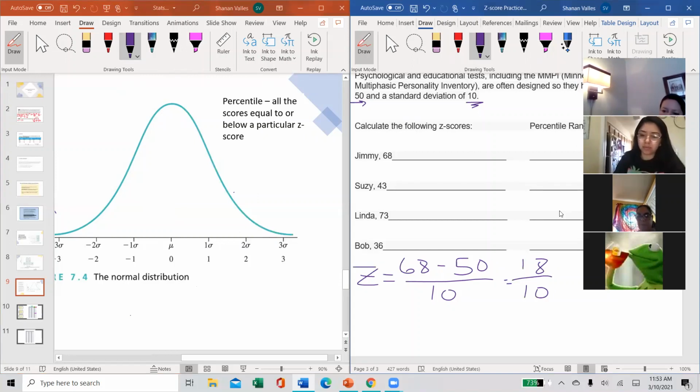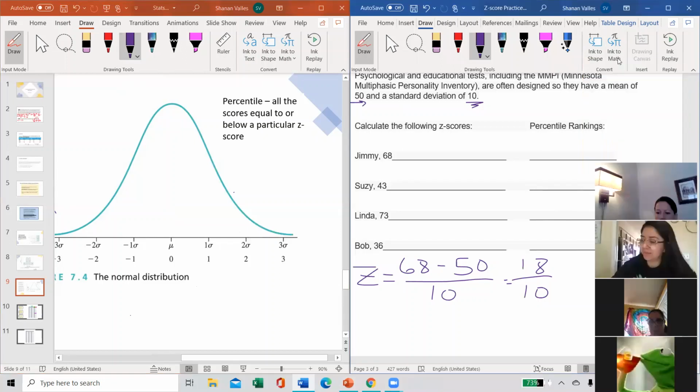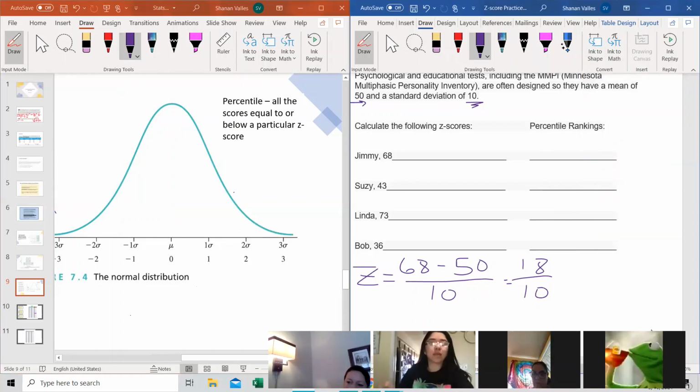I like to see y'all's faces. I'm just going to minimize you. So I'm not great at math, but I think that's 1.8, right? So Jimmy got a z-score of 1.8.